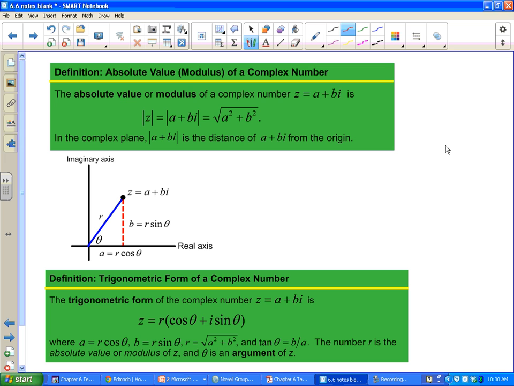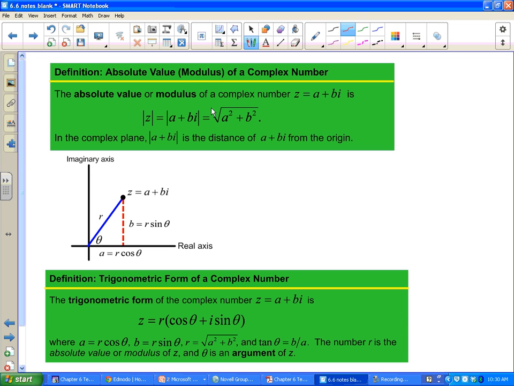So with that, we've got a couple green boxes. The first one is a definition of absolute value, also known as the modulus of a complex number. When you see absolute value bars around z, which we normally use for a complex number, or around an actual imaginary number, it's asking us to do the Pythagorean theorem basically with a and b.